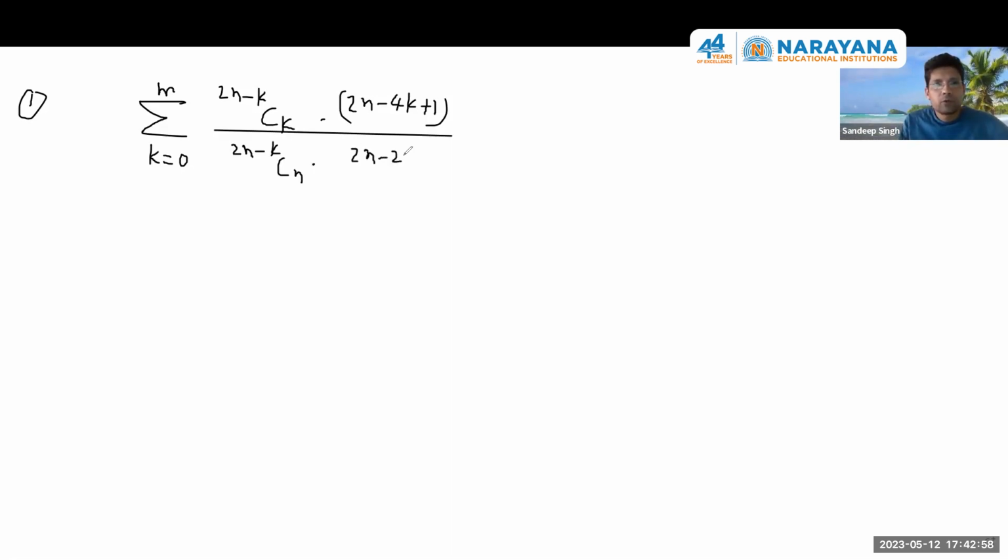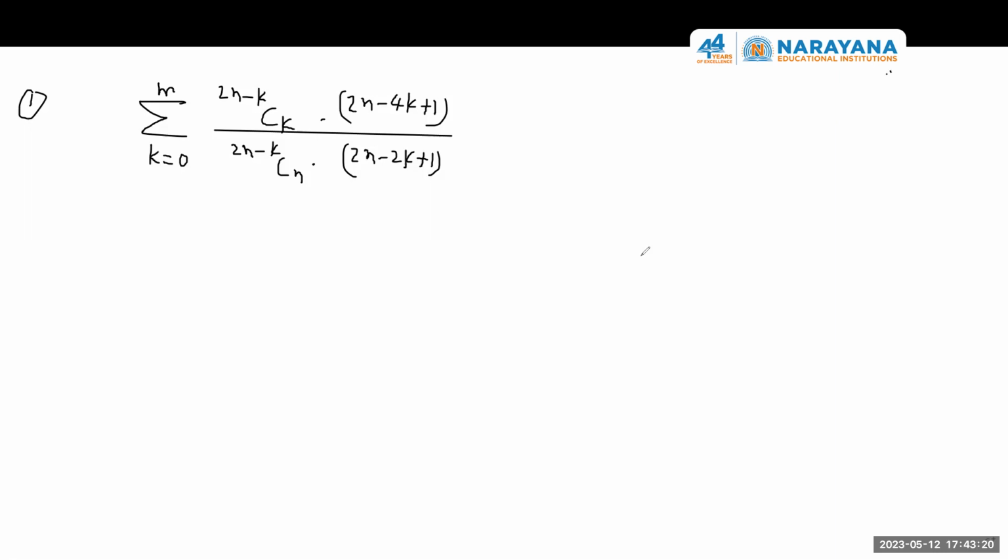All right, and 2n minus 2k plus. Okay. So as you can observe, your summation should come in terms of m and n. In terms of m and n. So were you able to get it? How will you do this? Tell me. कैसे करेंगे?